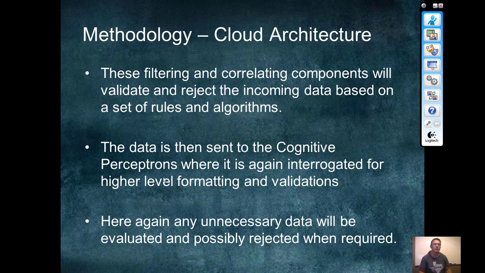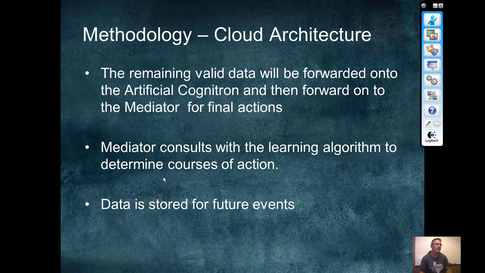As the data passes up, we're continually looking at the data and looking at a set of rules to see which data we actually need to process and which data is not necessary. Any of the remaining valid data is passed up to the artificial cognitron, which is forwarded to the mediator for final actions. The mediator looks at the learning algorithms to determine what actions need to be taken, and at the end, all data is stored for future events.